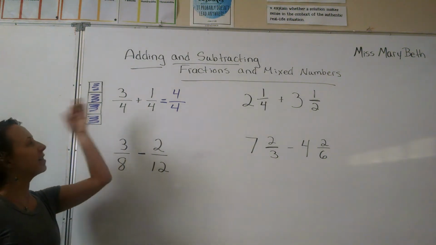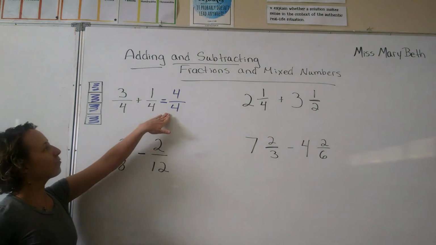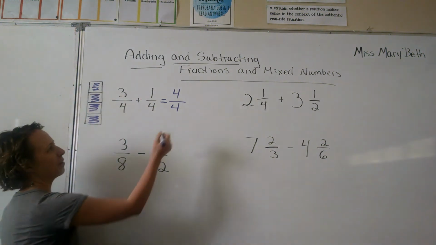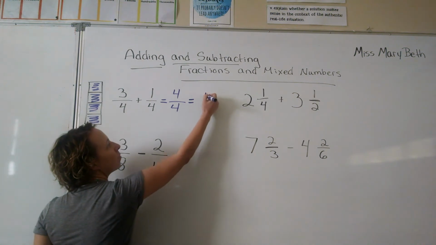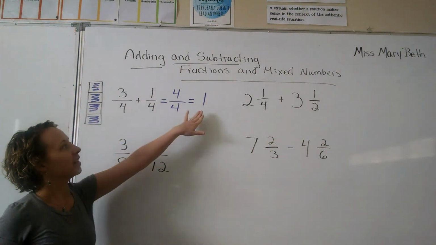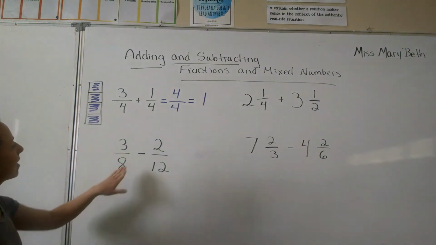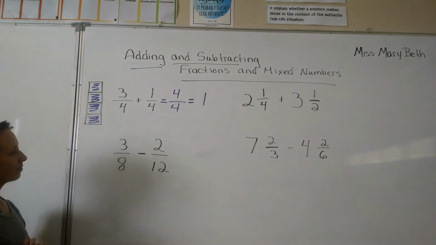We can simplify this number. 4 out of 4, that means it's cut in 4 pieces and I have all 4 of them. That's the same as one whole. Anytime your fraction is the same on the top and the bottom, that's the same as 1. Okay, so adding fractions. Let's subtract a fraction now.